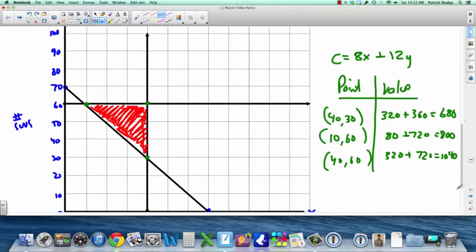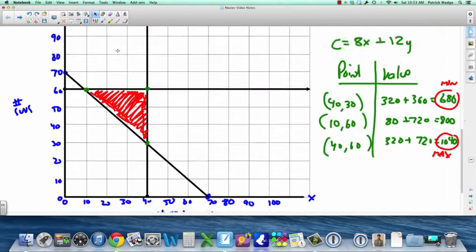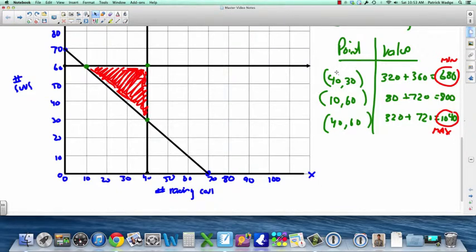Last step, just pick out the maximum and minimum. Well, that's no problem. Here's the minimum up here, and here's the maximum down here. Okay, when do you get a minimum? You get a minimum of 680 when you make 40 in the X position. What's that? X is racing cars. Remember, that's what we set up here. X is the number of racing cars. So if you make 40 racing cars and 30 SUVs, the total cost will be 680, which is minimum.